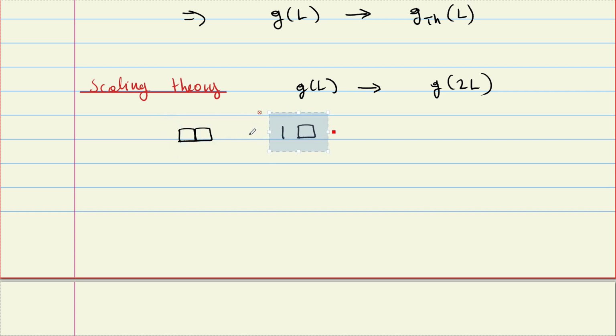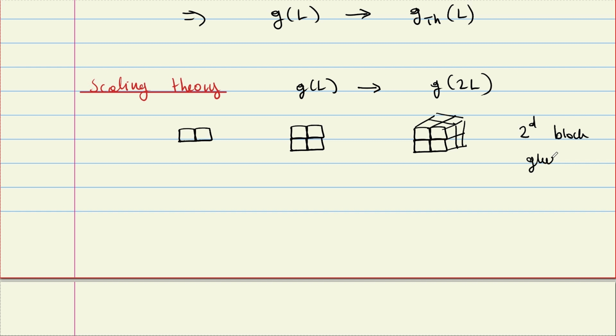This one is going to be for 2D, and in 3D we are going to have exactly the same thing, but it's going to be broadened, like in 3 blocks. Okay. So there are 2D blocks glued, and we want to find this G of 2L in that case.